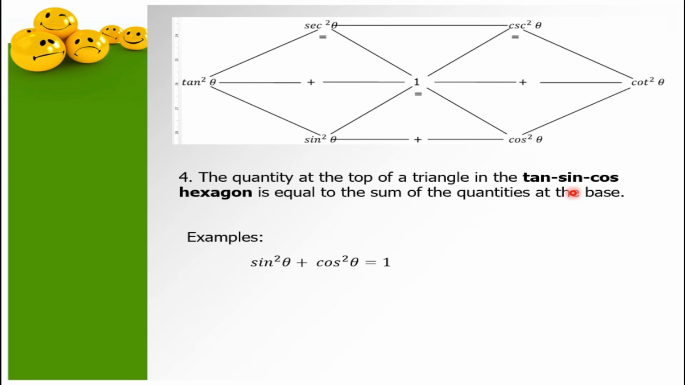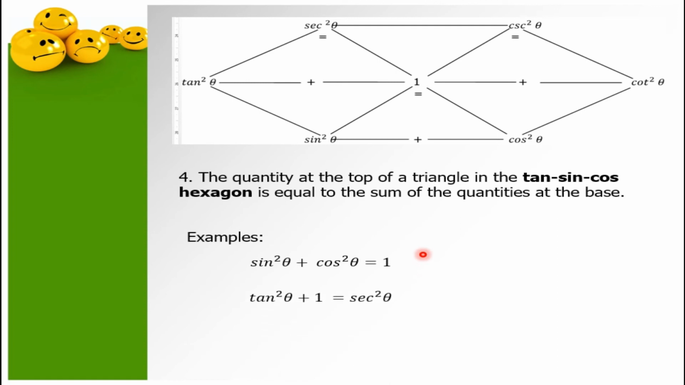For example, if you're going to take this triangle, okay? Sabi dito, the quantity at the top of a triangle is equal to the sum of the quantities at the base. So if we're going to consider this triangle, the quantity at the top of the triangle is 1. So 1 is equal to the sum of the functions at the base. So sine squared theta plus cosine squared theta. Ibig sabihin, 1 is equal to sine squared theta plus cosine squared theta, or we can say that sine squared theta plus cosine squared theta is equal to 1.